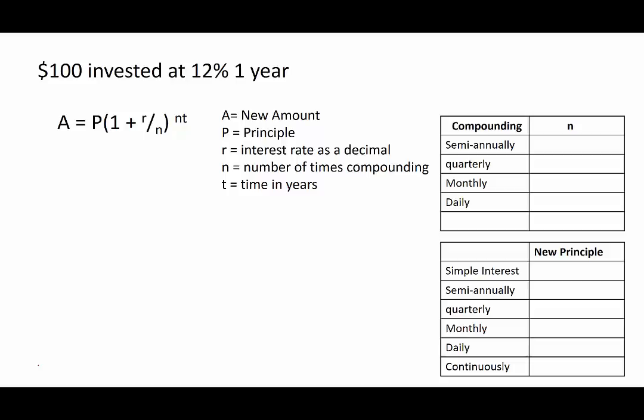P is your principal that you're investing, R is the interest rate, N is the number of times you're compounding it, and T is how long you're compounding it in years. So if you're compounding it semi-annually, N is 2. Quarterly, N is 4, monthly, and daily. Since we are not compounding it at all, then N is 1.